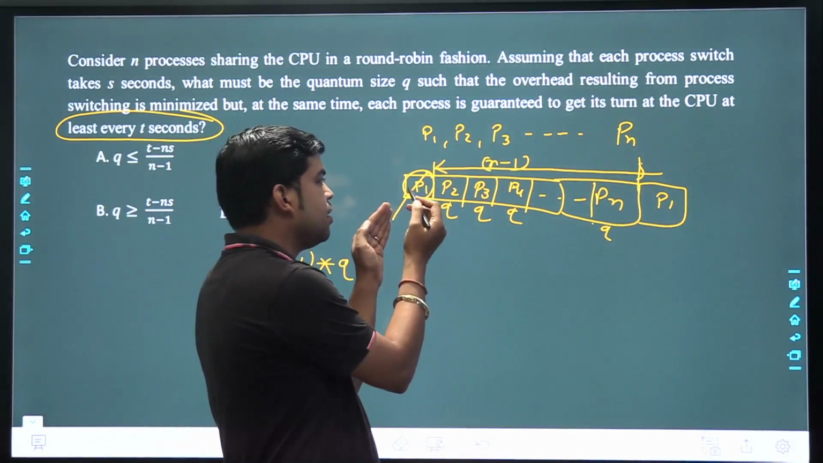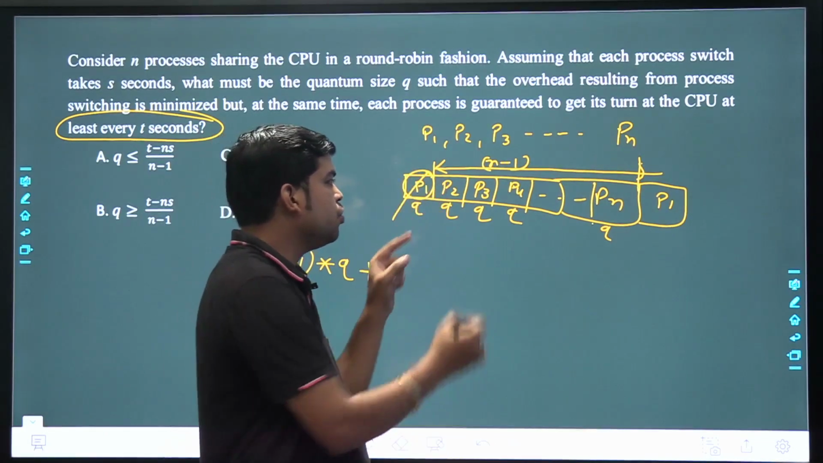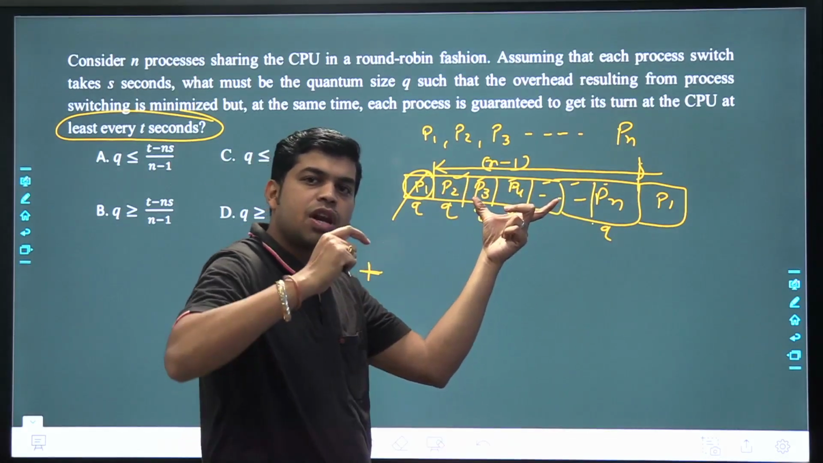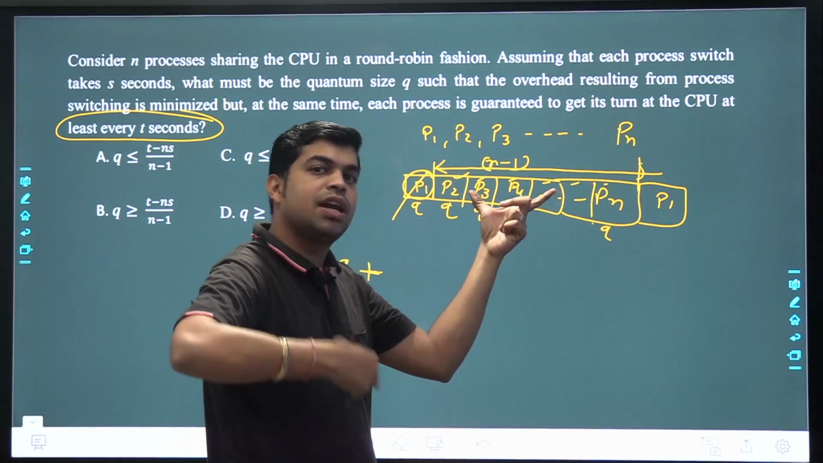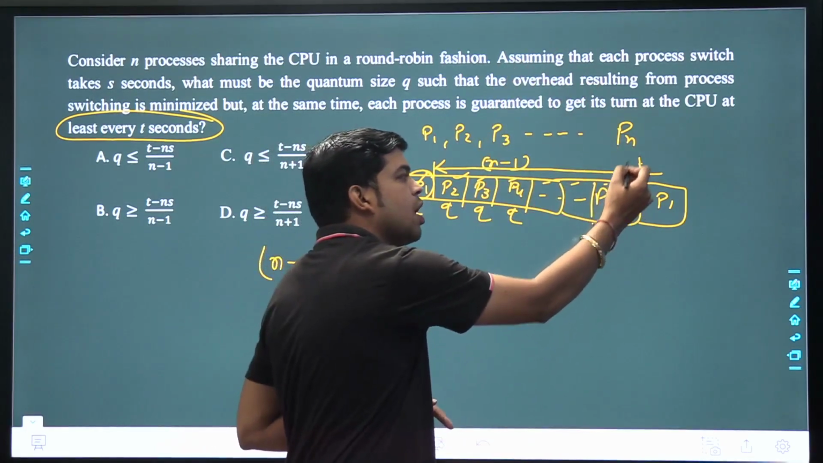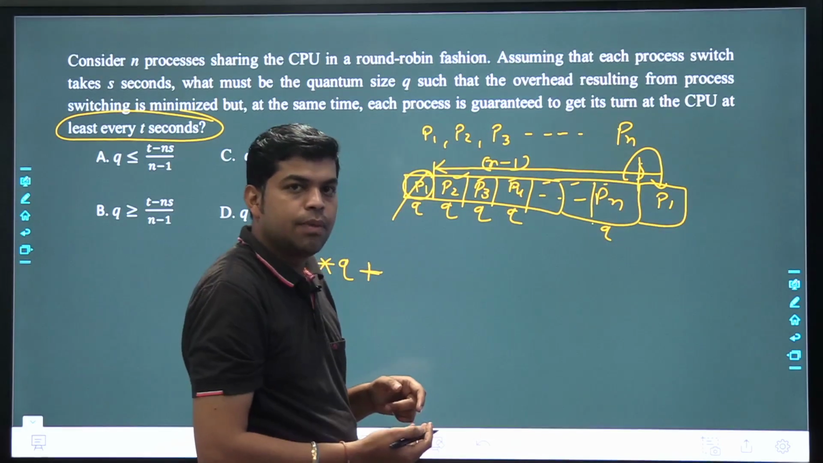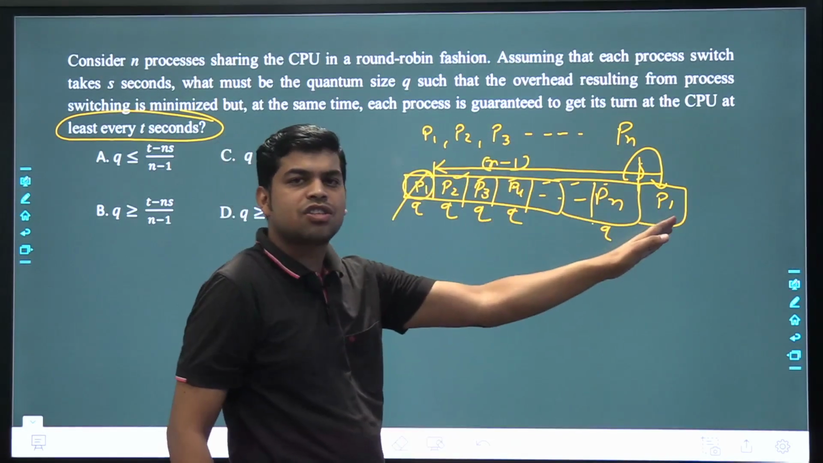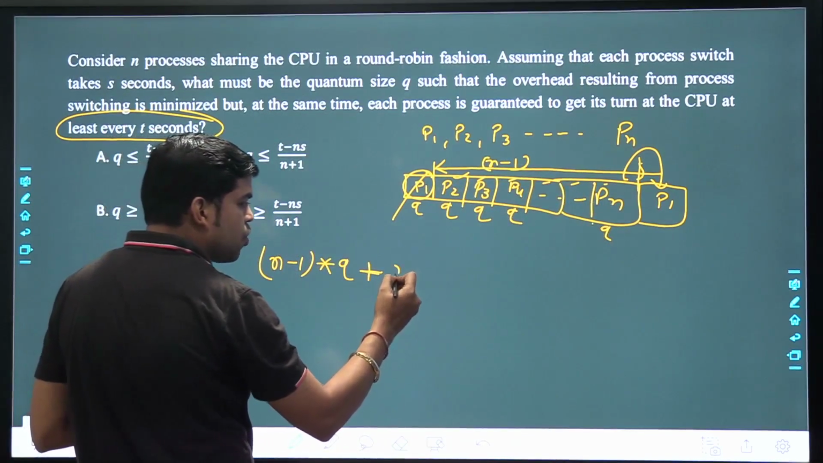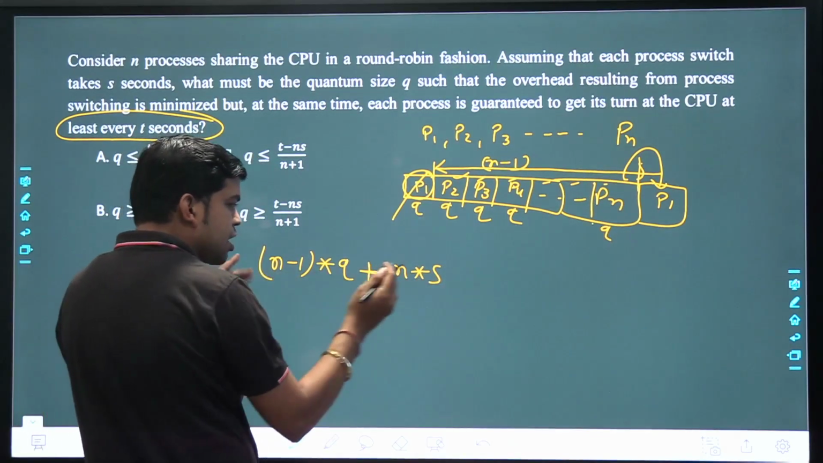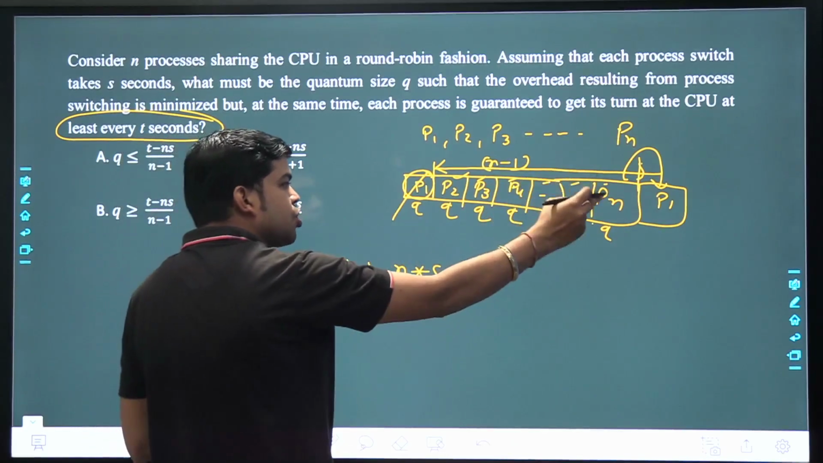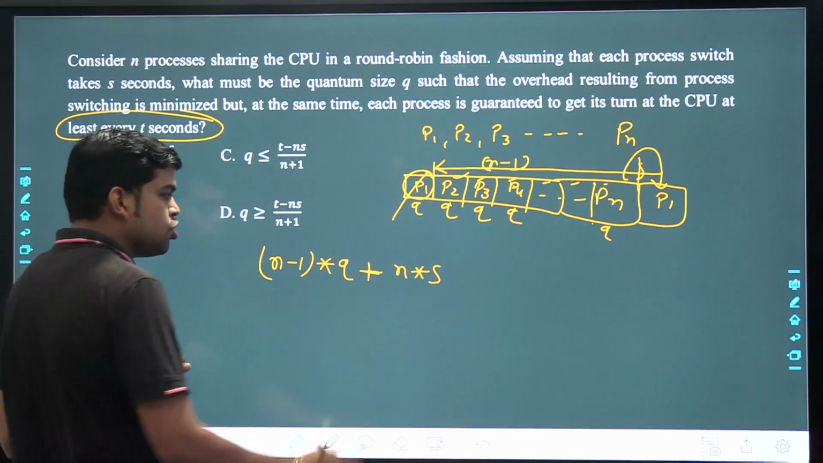So we can say that after P1, when you allocate Q, so 1, 2, 3, 4, 5, 6 up to n minus 1. N minus 1 overhead is required because each time it requires s seconds. So n minus 1 seconds plus 1 overhead when you again allocate CPU to P1, means either you count this one or you can count the last one. So definitely total n process overhead needs to be calculated. So n into s means after this complete time we are able to start the execution of P1 again. Got it? So that is the total time.